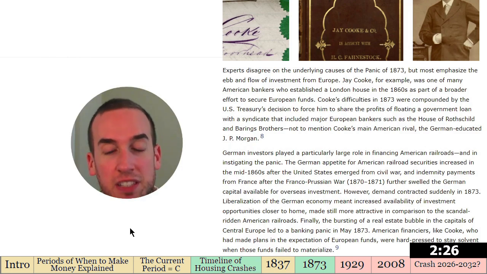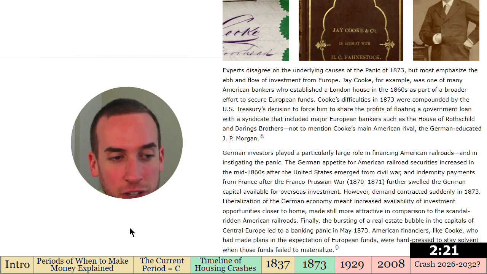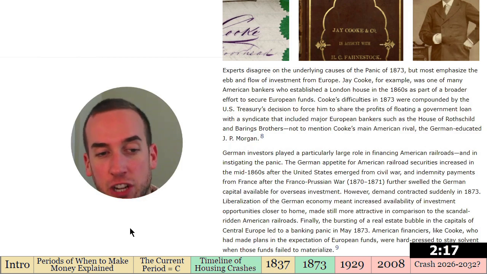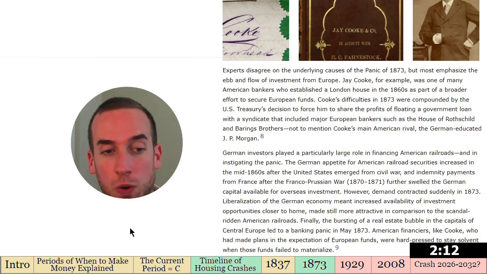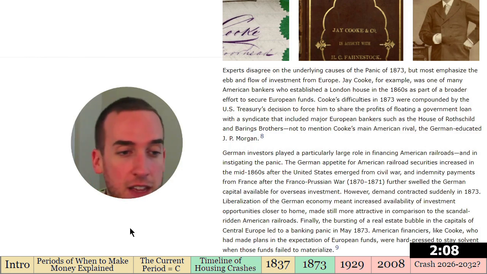Finally, the bursting of a real estate bubble, what we've been waiting for, in the capitals of Central Europe led to a banking panic of May 1873. American financiers like Cooke, who had made plans in the expectation of European funds, were hard pressed to stay solvent when those funds failed to materialize.